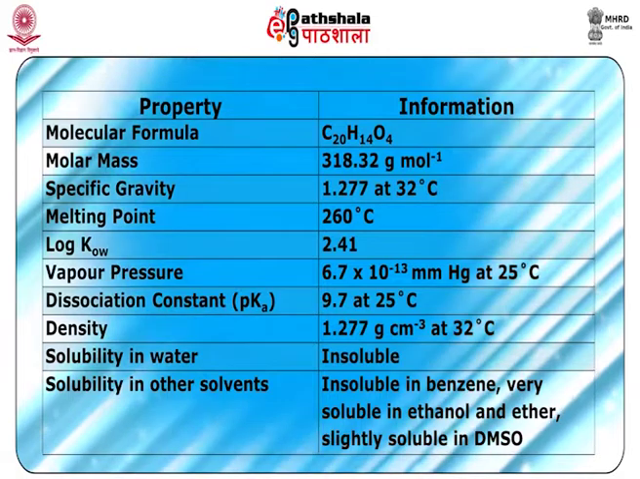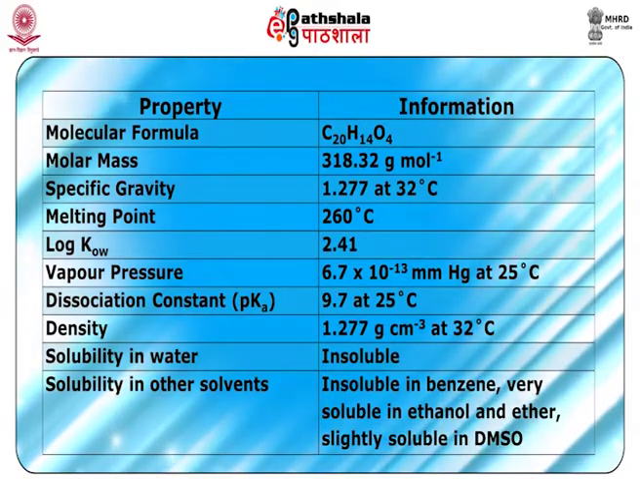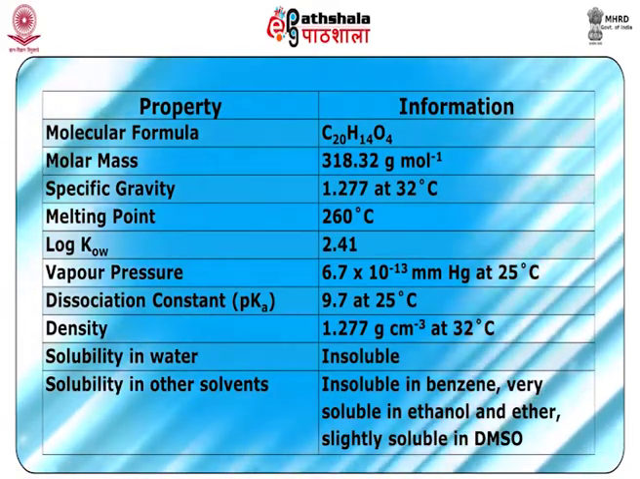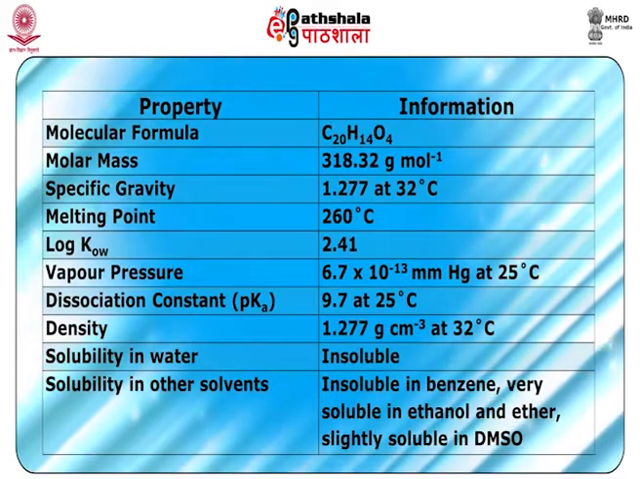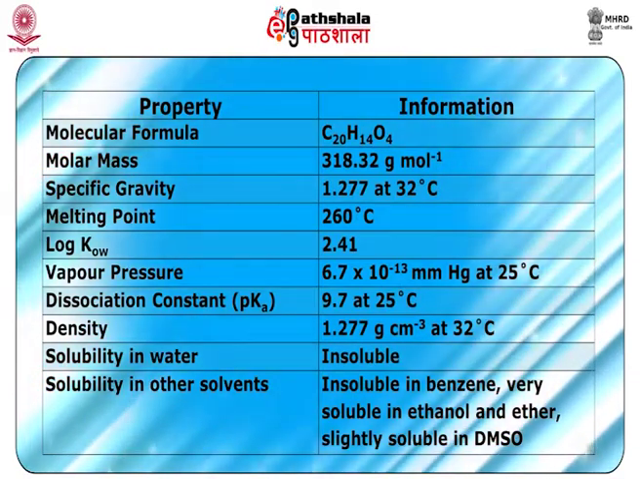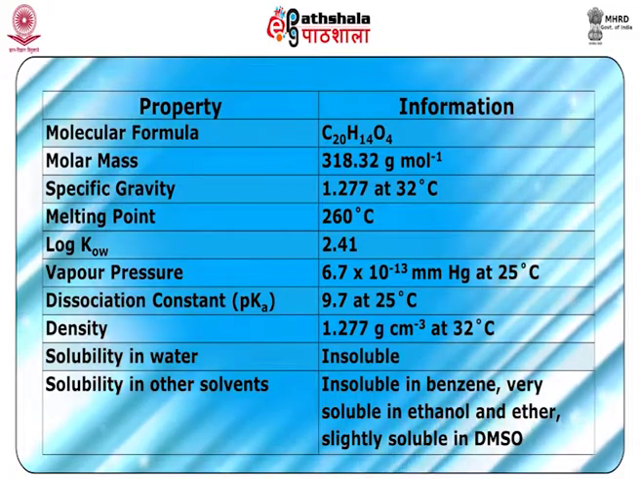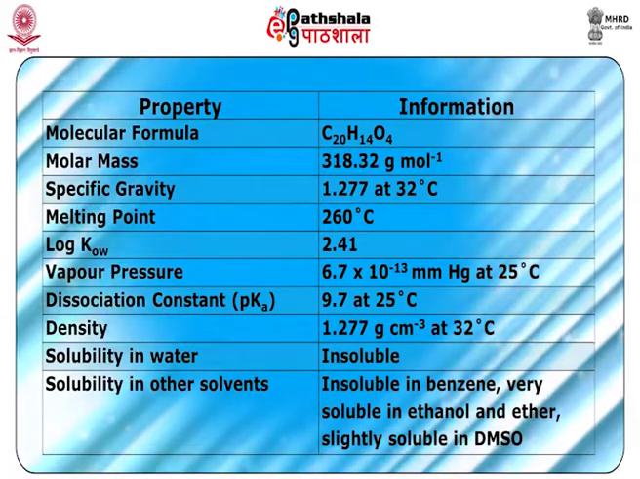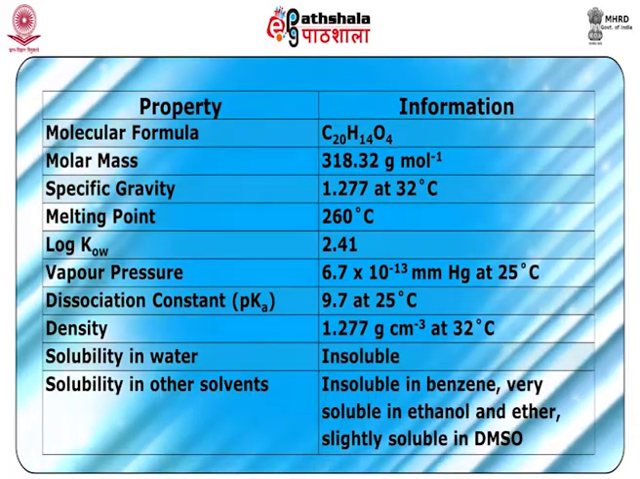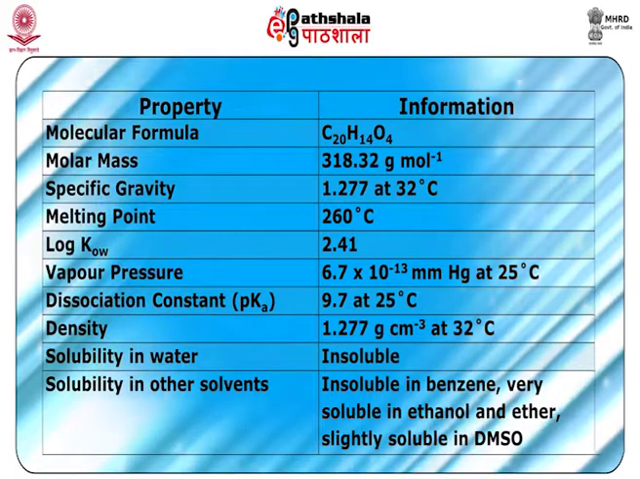Molecular formula: C20H14O4. Molar mass: 318.32 grams per mole. Specific gravity: 1.277 at 32 degrees Celsius. Melting point: 260 degrees Celsius. Log K: 2.41. Vapor pressure: 6.7 × 10^-13 mmHg at 25 degrees Celsius. Dissociation constant: 9.7 at 25 degrees Celsius.